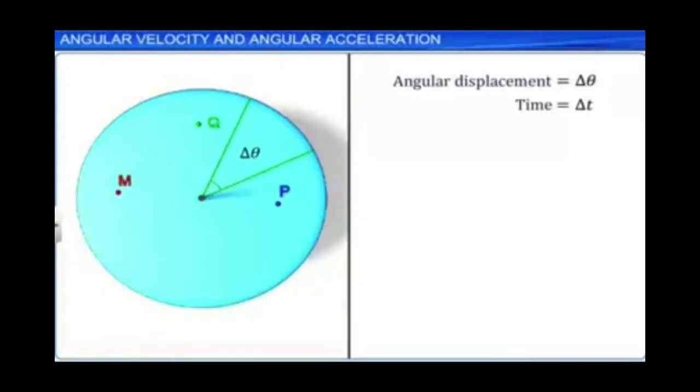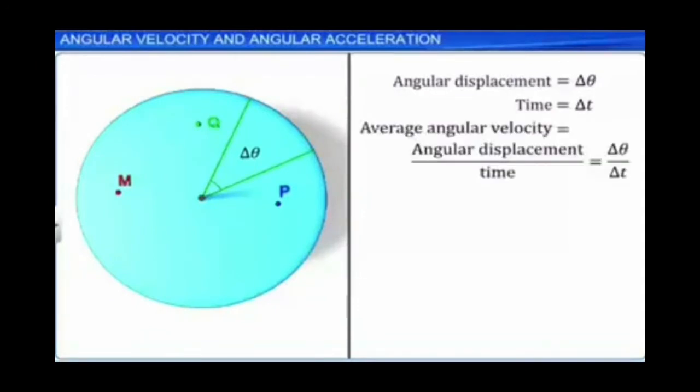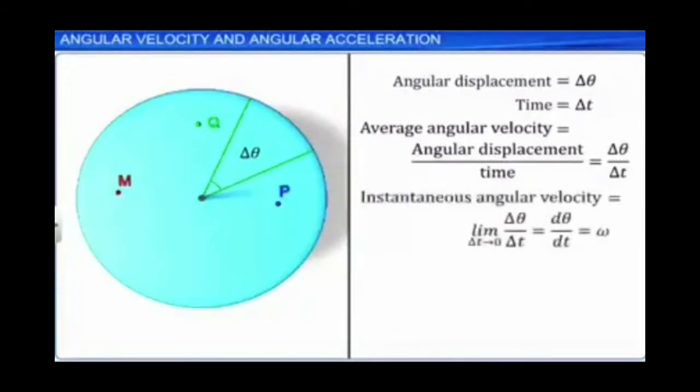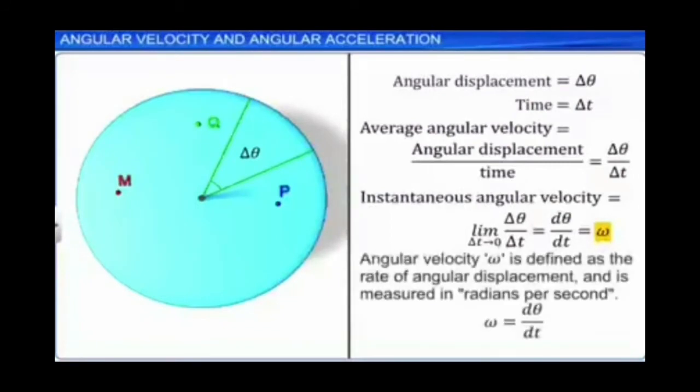If the angular displacement of a rigid body in a time delta t is delta theta, then the angular velocity is defined as delta theta by delta t. That is, the average angular velocity is the angular displacement by time. If we take the limit delta t tends to 0, we get the instantaneous angular velocity, that is, limit delta t tends to 0 of delta theta by delta t equals d theta by dt, that is omega, which is the instantaneous angular velocity.